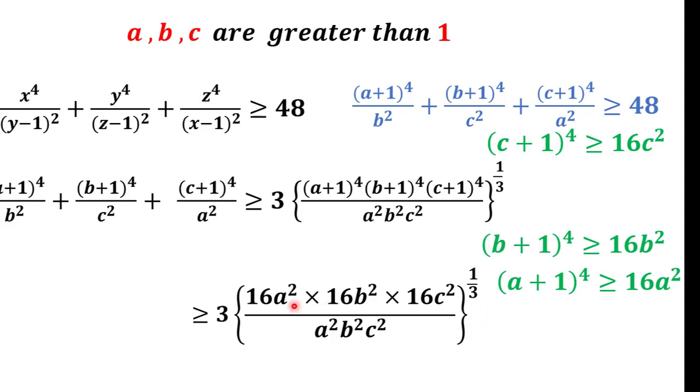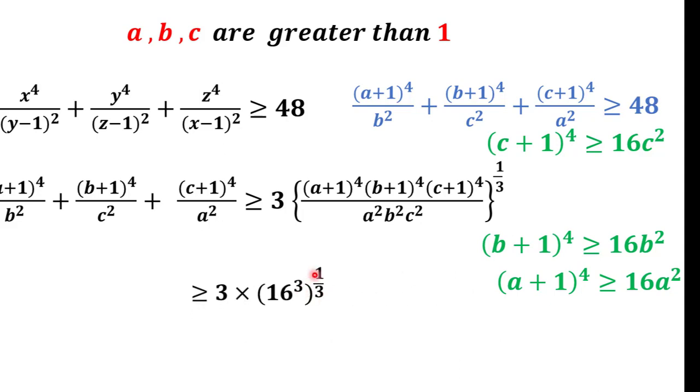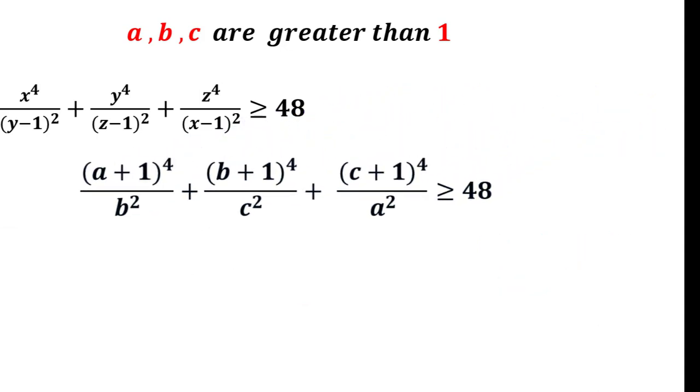As you can see, on top and bottom of this fraction, a squared, b squared, c squared are going to cancel out, and we're going to get 16 to the power of 3, then to the power of 1 over 3. By multiplying 3 and 1 over 3, we're going to get 16. 3 times 16 becomes 48. And this is the desired result.